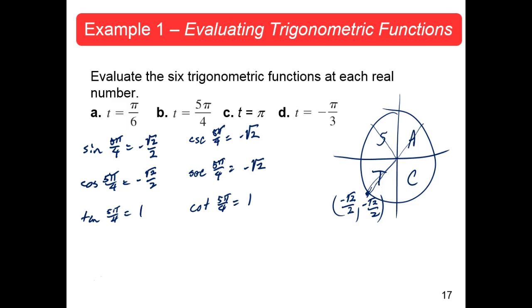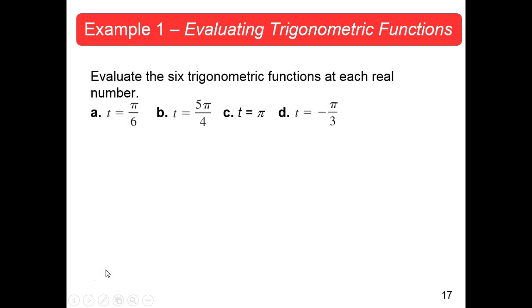Okay, I want to do C. Can I erase what we got? Okay, hold on. Got it? Everybody got it? Okay. I'm going to have to go back and draw my unit circle again, but it's better than erasing.